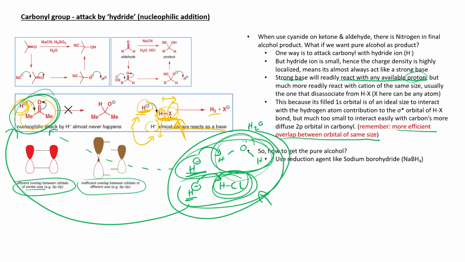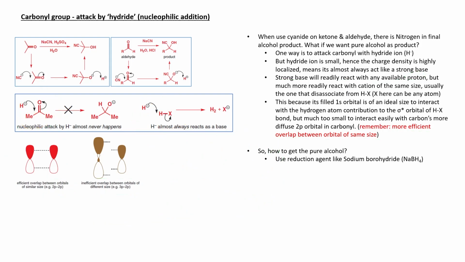Let me remove the color first. So the question still remains, how to get the pure alcohol without the nitrogen there. So they use a reducing agent like sodium borohydride, NaBH4. We have seen before what sodium borohydride is. It is basically boron, and then you have 4 hydrogens. We have learned this in the previous class, I think. So sodium is basically Na, borohydride. So Na becomes plus, and this becomes minus.